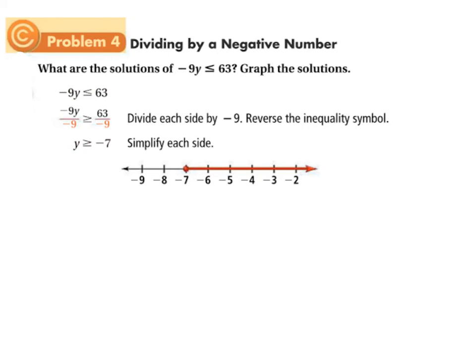And here graphed, you say negative 7, it's included because it says or equals. That's the endpoint, so it's filled in. And you want all the values greater than that, so you do that, okay?